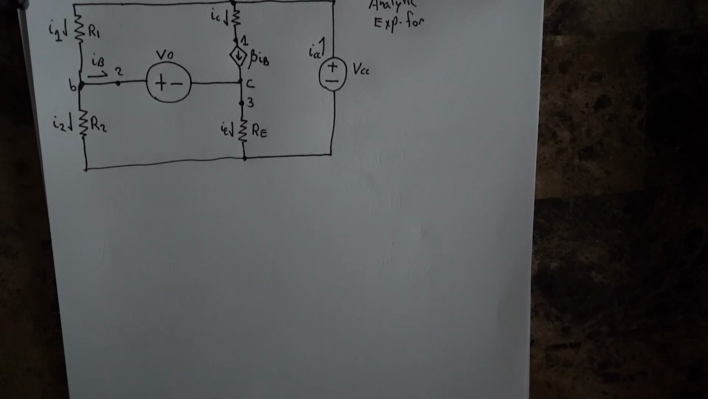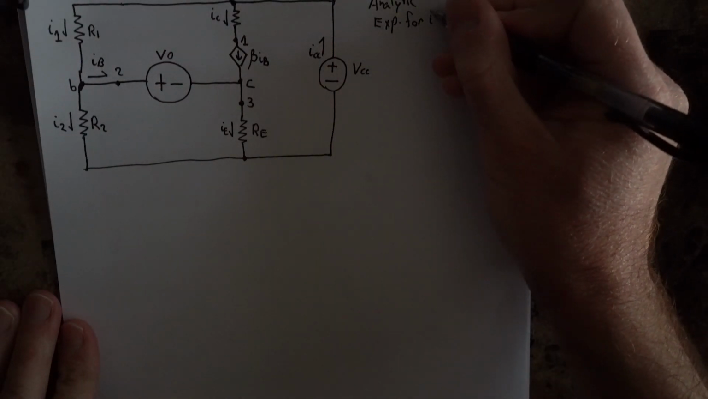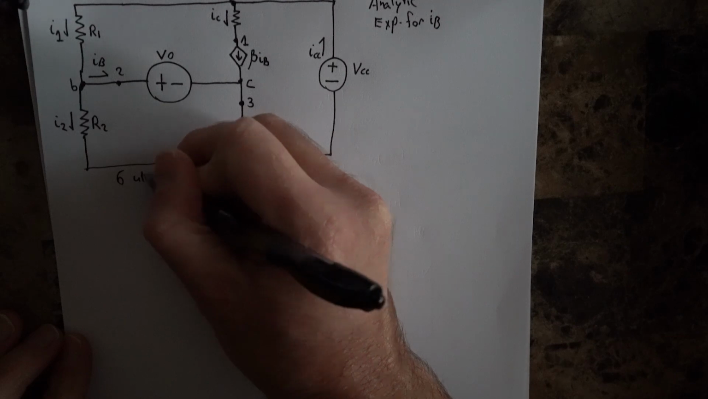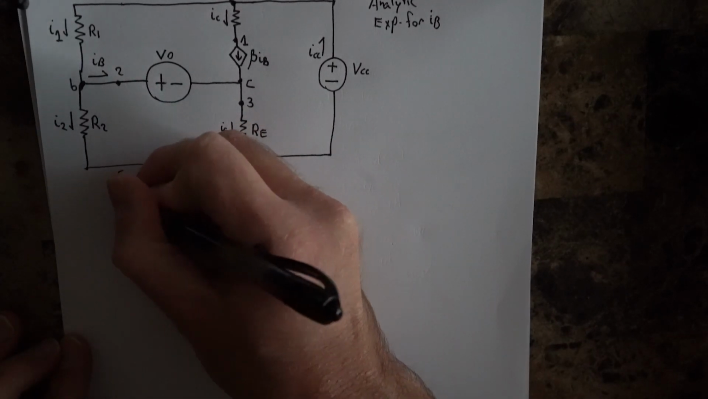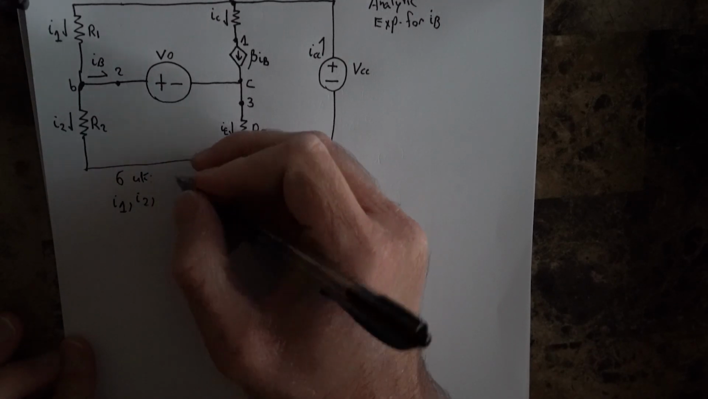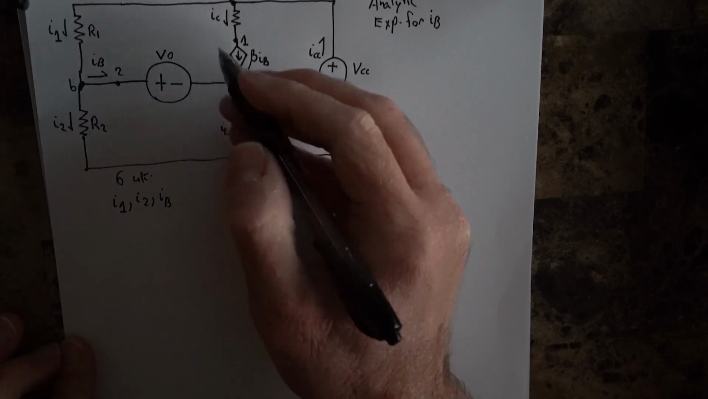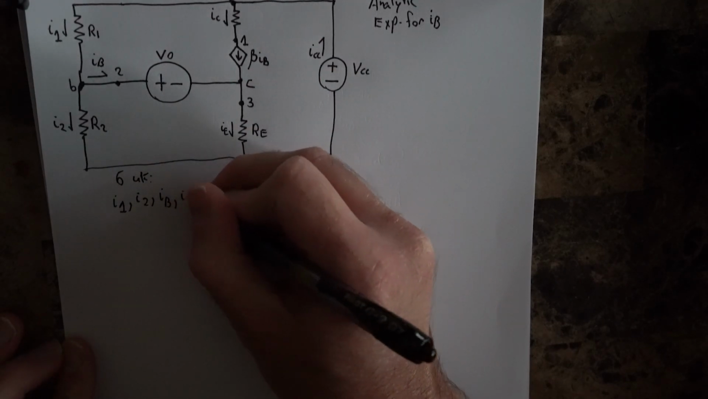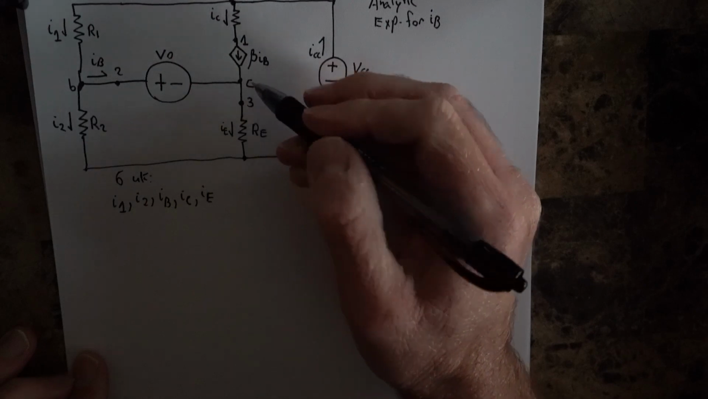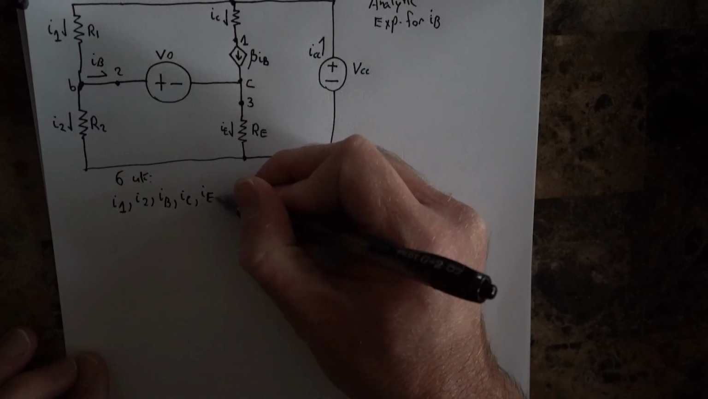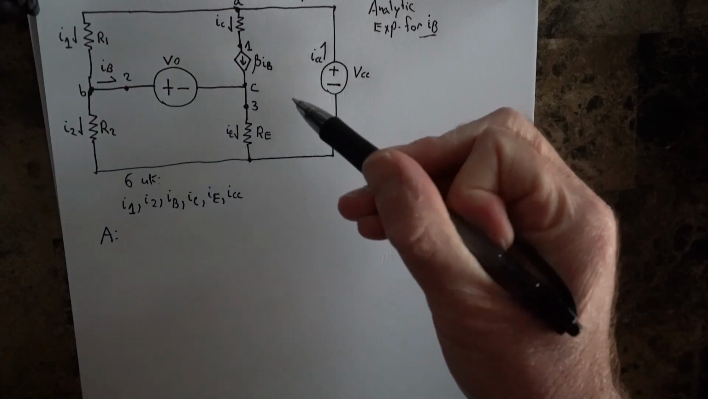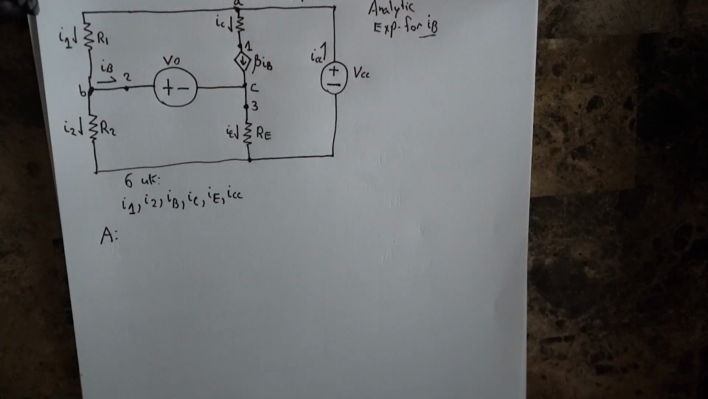So there's a lot happening here. If we want to find an expression for IB, we note that there are 6 unknowns. These are I1, the current through resistor 1, I2, the current through resistor 2, IB, the current through the base, IC, the current through the collector, IE, and these are resistors here, so we have an Ohm's law relationship. Okay, so let's apply KCL against our labeled nodes A, B, and C.